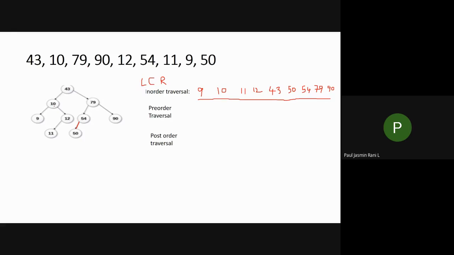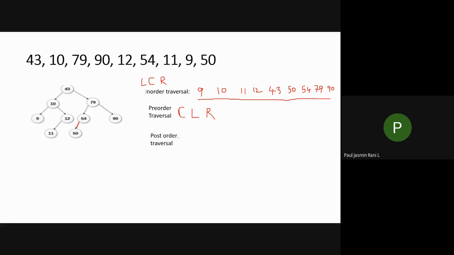Next, after this 43, you are going to print this 10. After that you are going to print this 9. Next one is 12. Next one is 11. Next is 79. Okay, 54, 50, and 90. You check whether you're getting this answer or not. So this will be your pre-order traversal. In pre-order traversal, first you print your root element. Next you give preference to your left, then to your right. This happens in the binary search tree pre-order traversal.